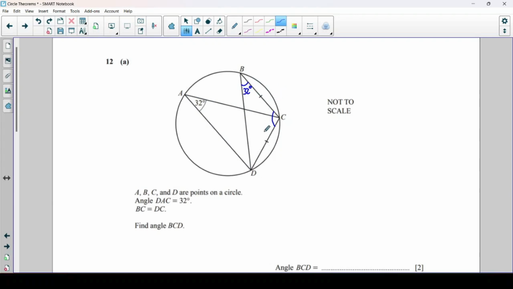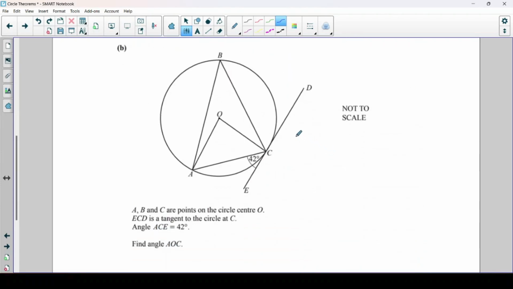The next thing I've spotted is that we have 2 equal lines here. So this is an isosceles triangle. So this one down here is also going to be 32 degrees. And then we've got a triangle here, and the angle we're trying to find is the remaining angle. So we'll do 32 plus 32, that's 64. And we're going to do 180 subtract 64, which is 116. So that means our remaining angle there is 116 degrees.